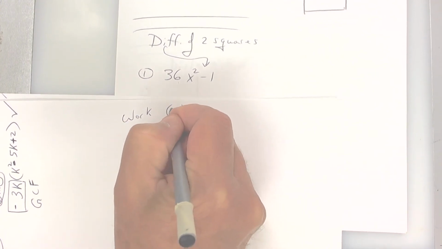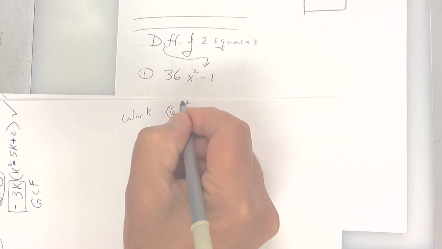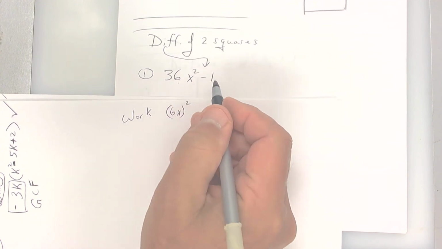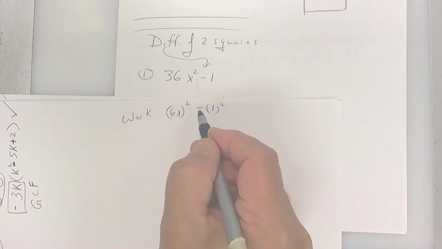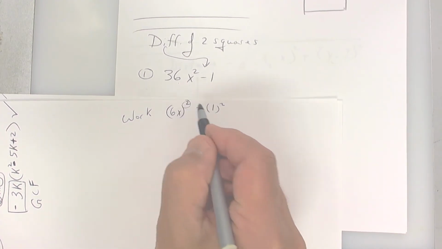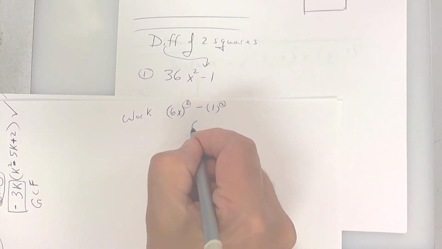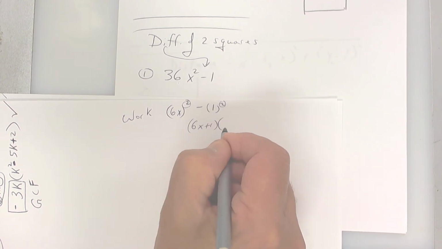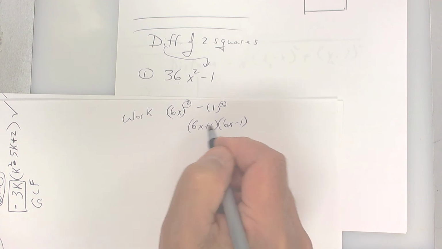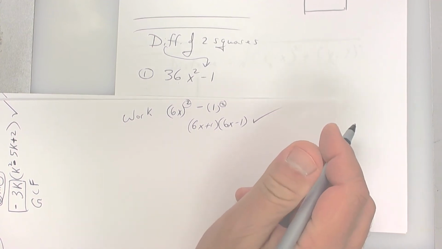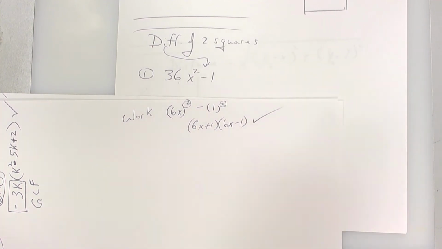So I want 6 squared and x squared and 1 squared. So it's a difference of 2 squares. That's a square, that's a square. So it's going to be 6x plus 1 and 6x minus 1. And it doesn't matter which one comes first, the plus or the minus. And that's it. If you want to check it, you would do FOIL.